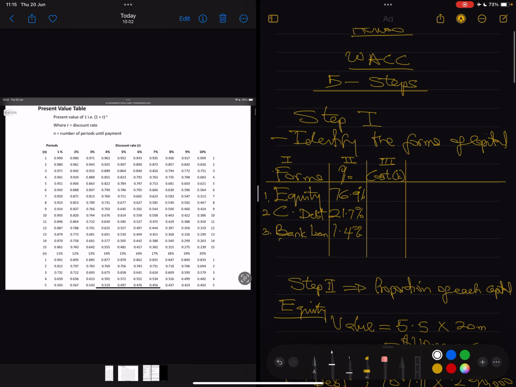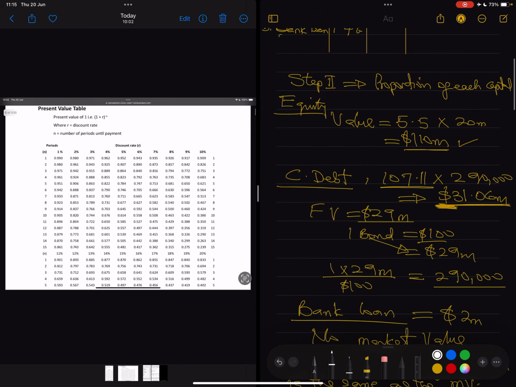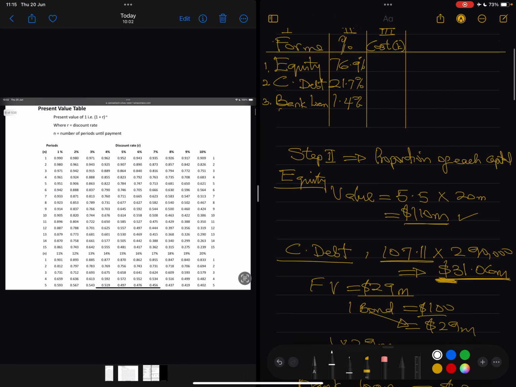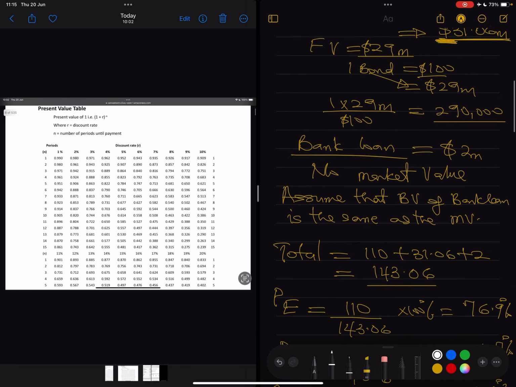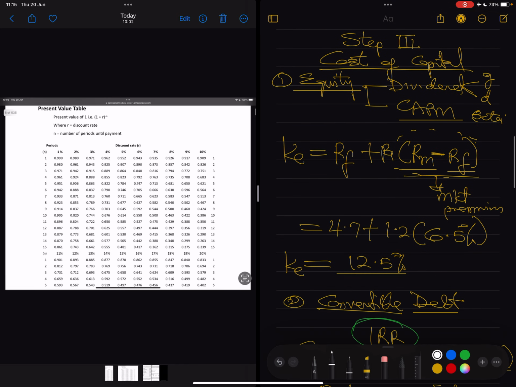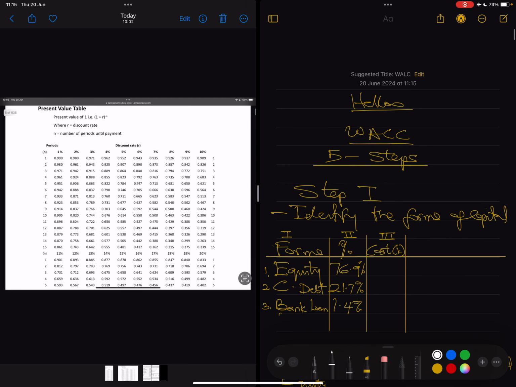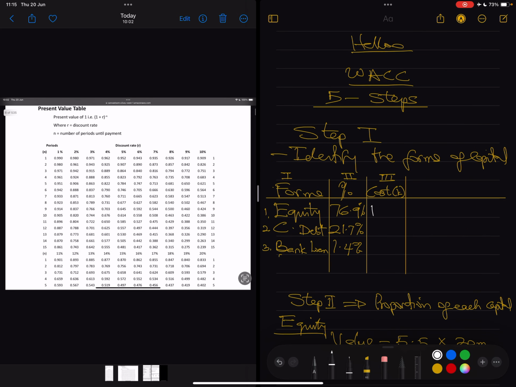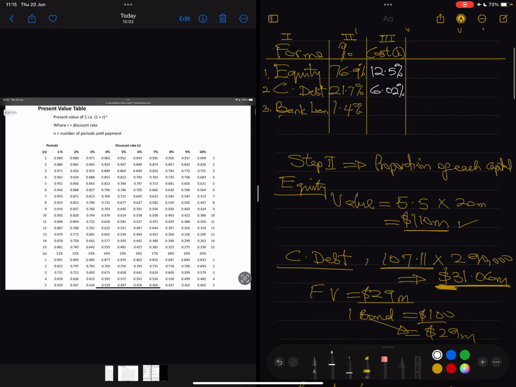Yeah, so equity will go 12.5. Where do we do that? Cost of equity, we didn't plug it. Yeah, here, 12.5% for equity. And cost of debt will go 6.02%. Then bank loan, which is the easiest one.